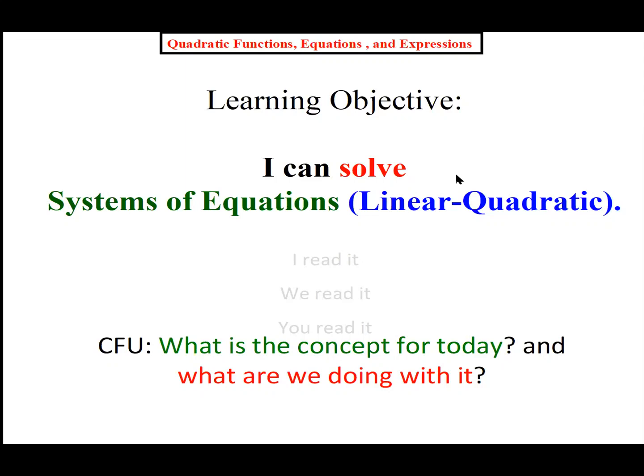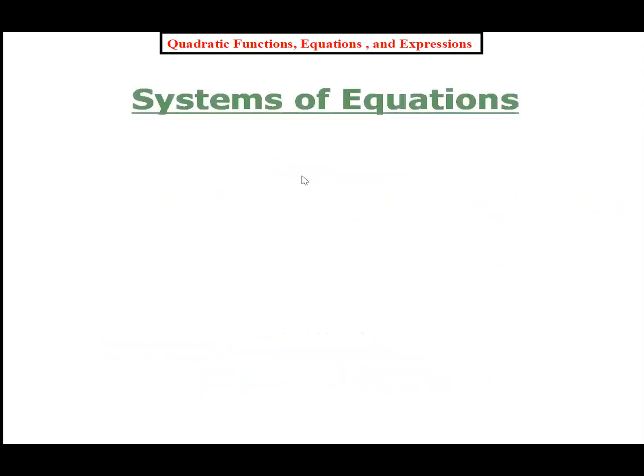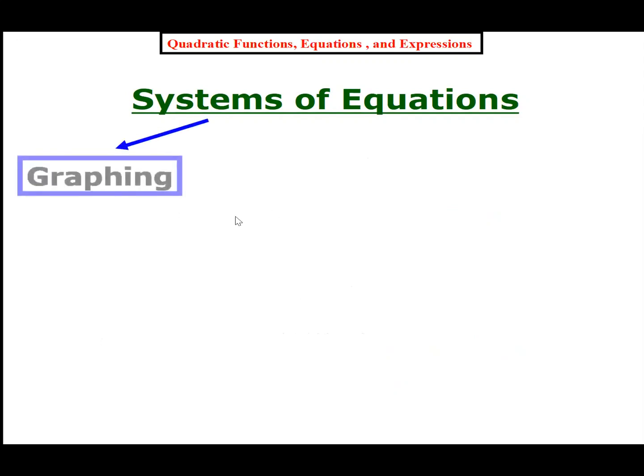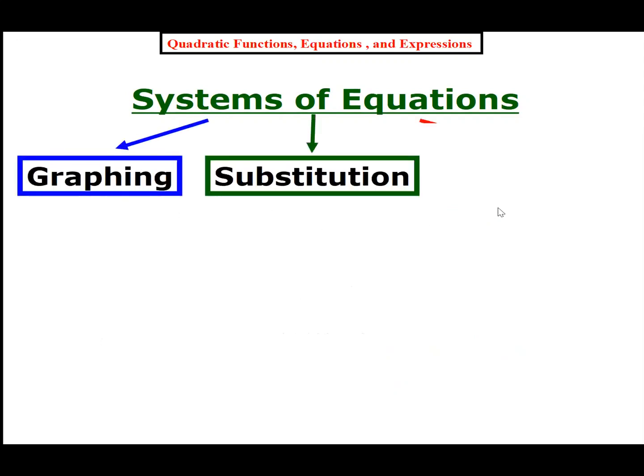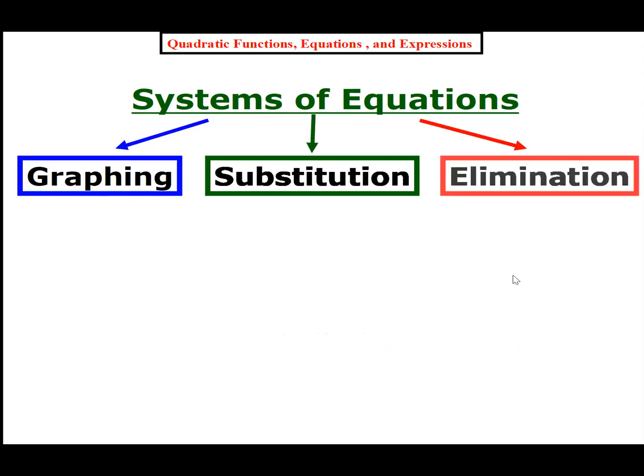So before I give you the definition on the Frayer model, I'm going to take you back in time, to middle school, when you were first introduced to systems. When you were introduced to systems, not quadratic and linear, just linear systems, there were 3 ways of solving them: by graphing, by substitution, and by elimination. So how many different ways? 3 ways. By graphing, substitution, and elimination.